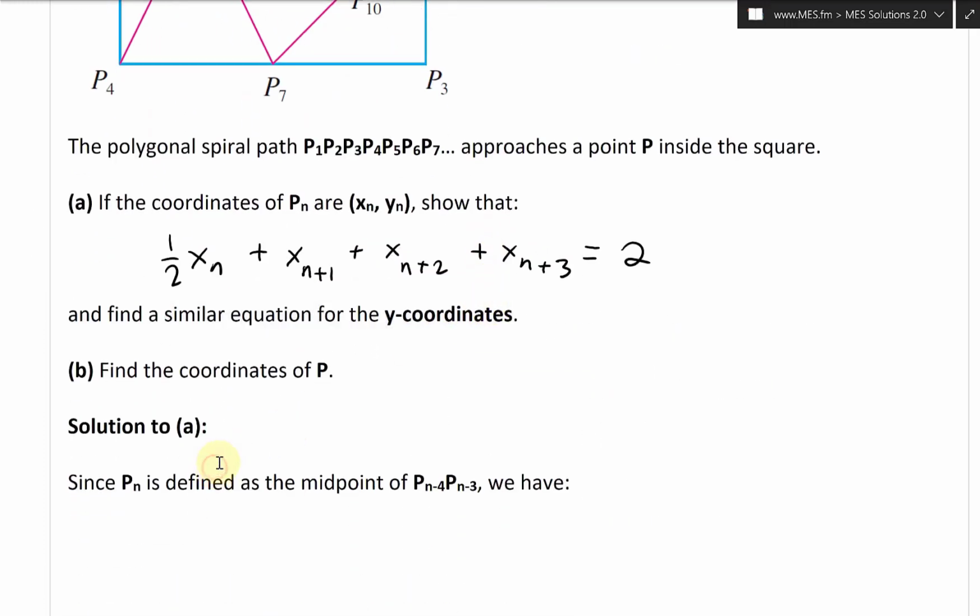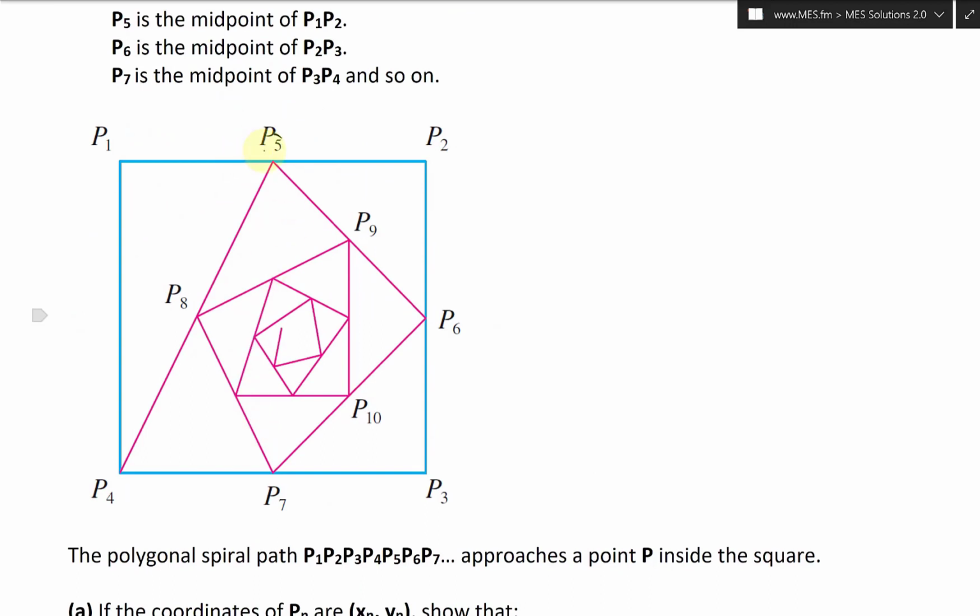For example, P5 is the midpoint between P1 and P2. In other words, if n is 5, this equals 5 minus 4, and this equals 5 minus 3, which equals 2 there. And then P6 is the midpoint of P2 and P3. So we just increment those. This equals 6 minus 4, and this over here is equal to 6 minus 3. So they're all 6 minus 4, 6 minus 3.